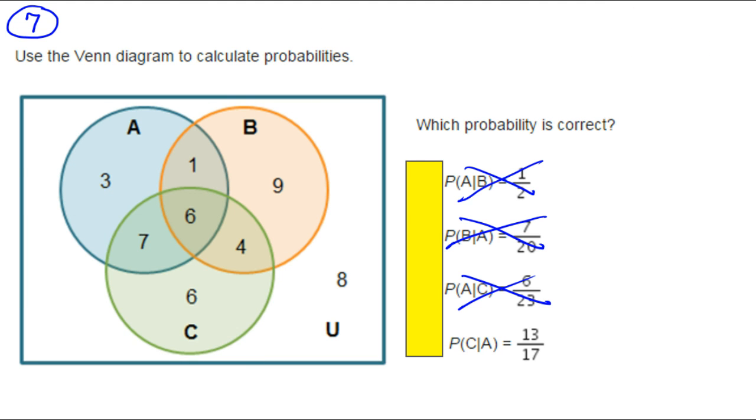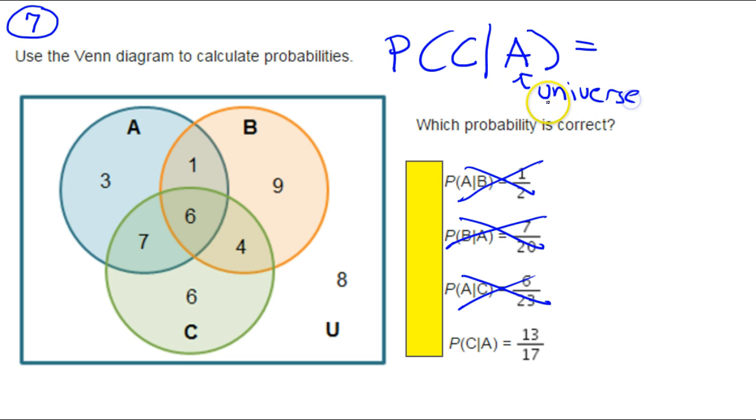Verify. Probability of C given A. Okay, again, A is the universe. All right, it is the total. Okay, and C is our target.